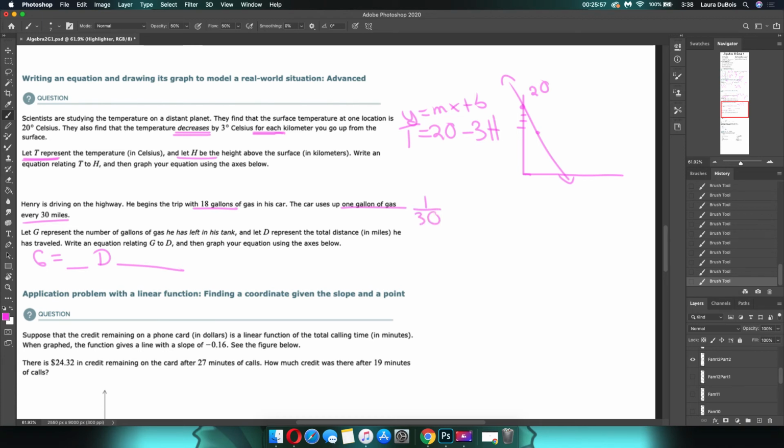So 1 gallon is used up for every 30 miles. And moreover, it's going to be subtraction again, because it's left in the tank. You're using it up, so it's negative 1 over 30. Negative 1 over 30 D. And then how many gallons do you have?